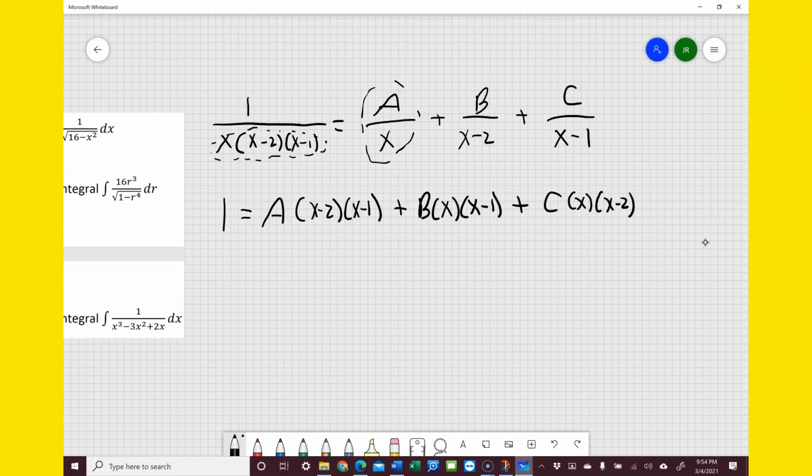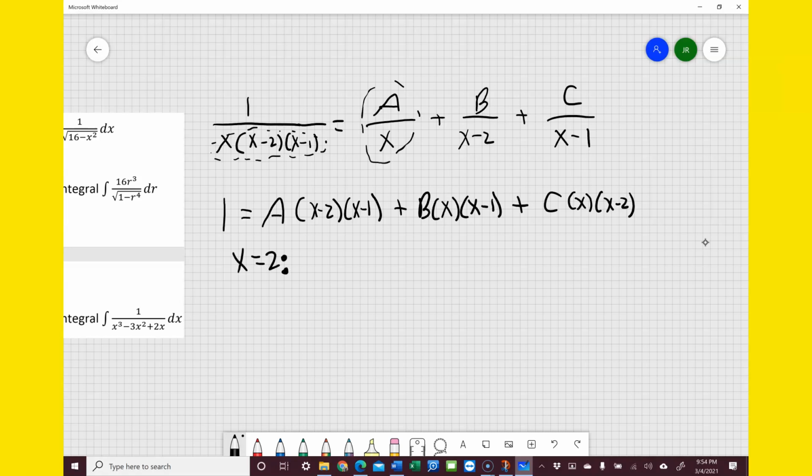Okay, we're trying to figure out what our A, B, and C are. So what we do is substitute in strategic values of x that will help us get A, B, and C. The first thing I'm going to substitute in for x is something that would make this term become 0. So 2 would work, or 1 would work, because it would make one of these factors 0. I'm just going to put in 2. Let's say x equals 2.